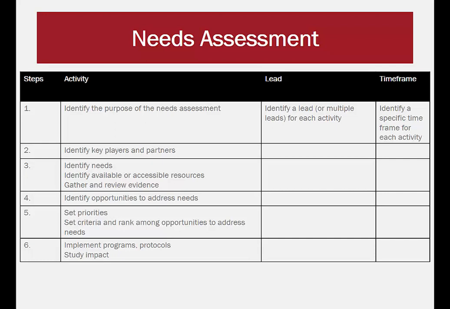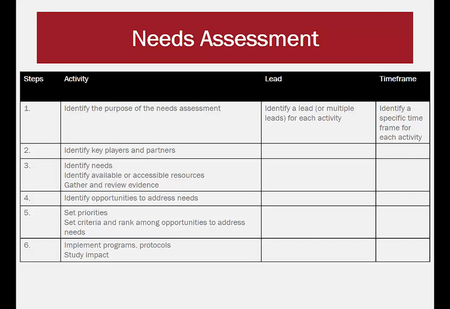The first is identifying the purpose of the needs assessment. In answering this question, you would also need to think about identifying a lead or leads for completing this step and the associated time frame. The second step is to identify key players and partners in the regulation or policy you intend to implement. The third step is to identify the needs of the community, the available or accessible resources from the community, and any appropriate evidence that can be used to support the uptake of your policy change.